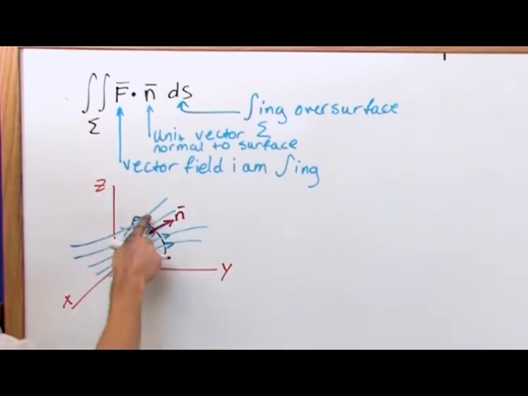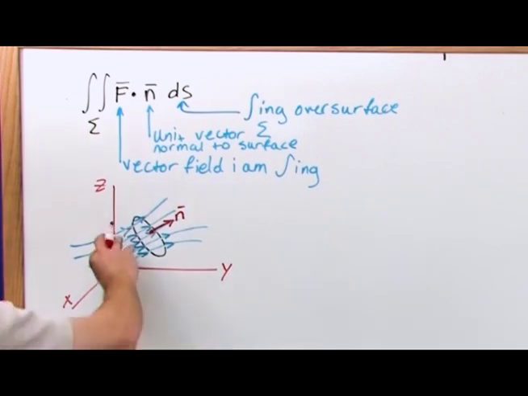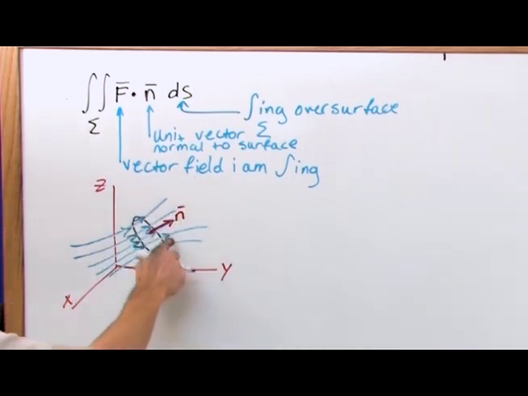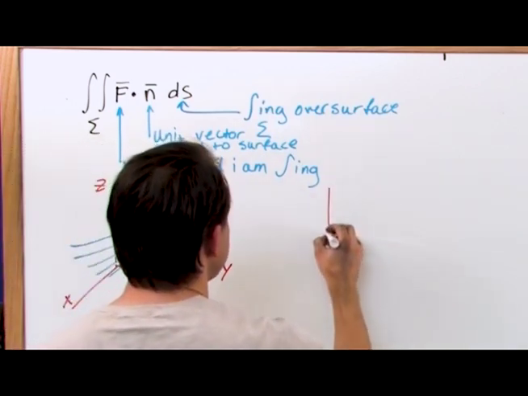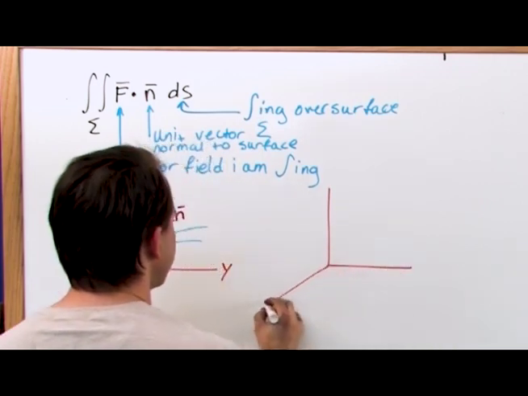So really what you're doing is you're adding up all of the flux lines. That's why it's called a flux integral. So if this were an electric field or a magnetic field, you'd actually be adding up how many flux lines, so to speak, are actually traveling through that surface.